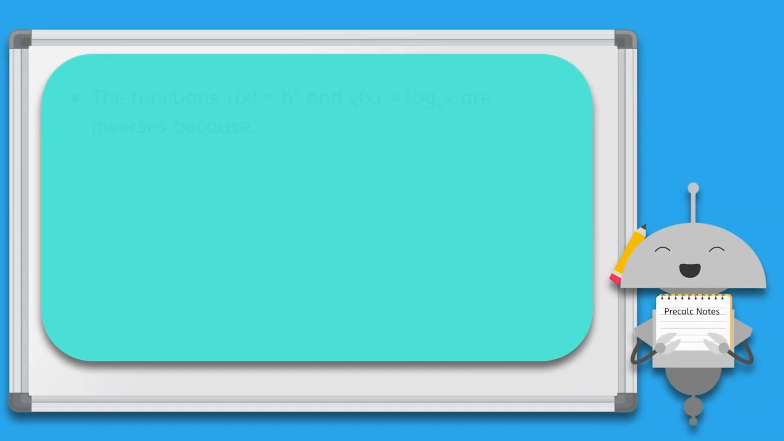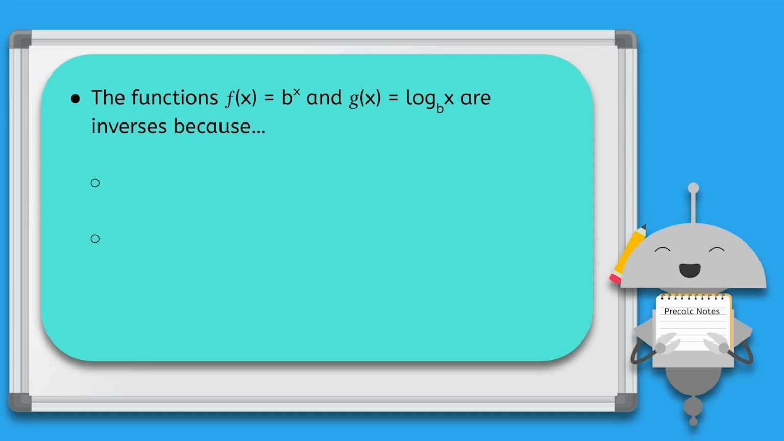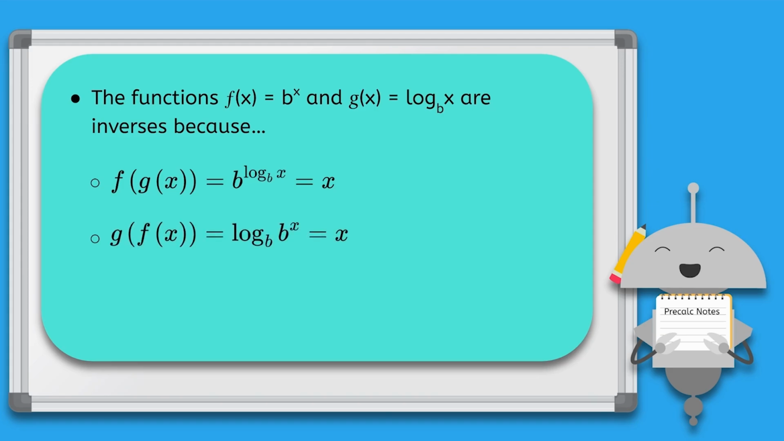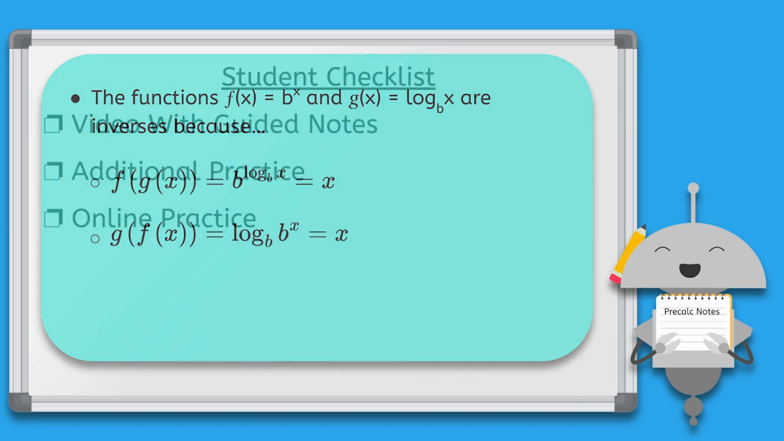In this lesson, we learned that the functions f of x equals b to the x and g of x equals log base b of x are inverses because they satisfy the composition properties of inverses, namely, f of g of x equals x and g of f of x equals x. And we used these properties to verify that two given functions are in fact inverses. Today, we also learned how to find the inverses of exponential and logarithmic functions algebraically, and how to interpret these inverses given a real-world scenario.